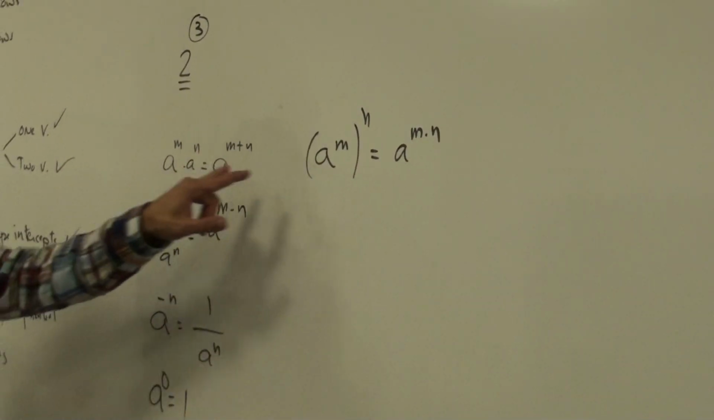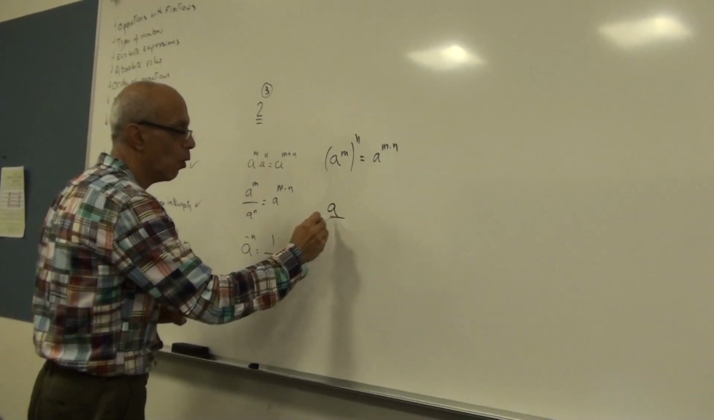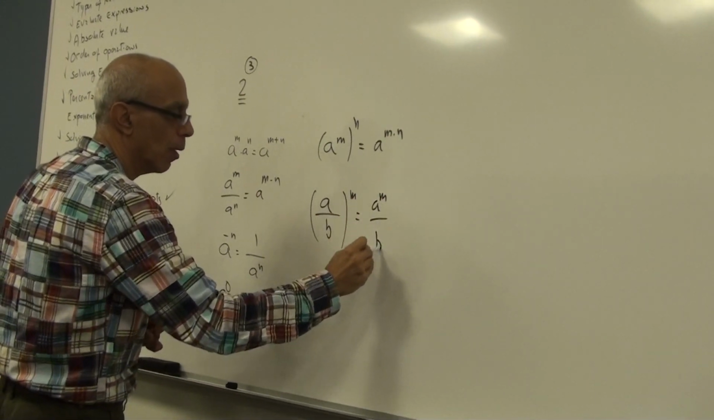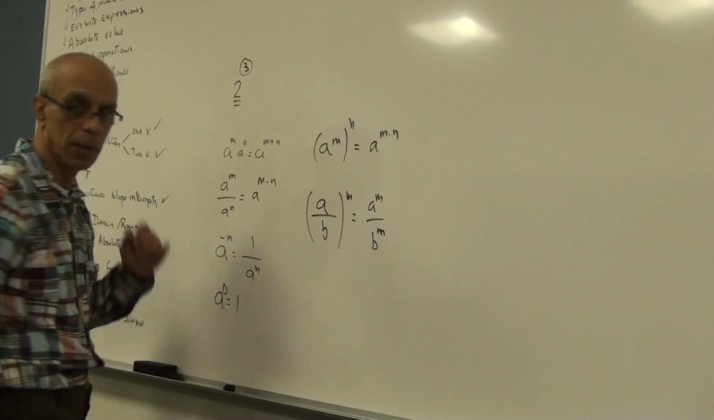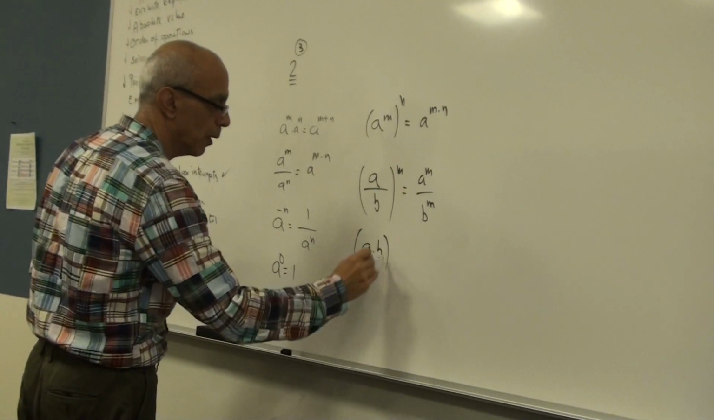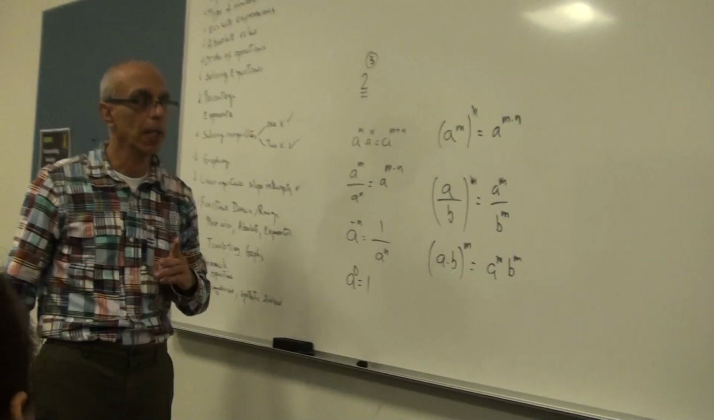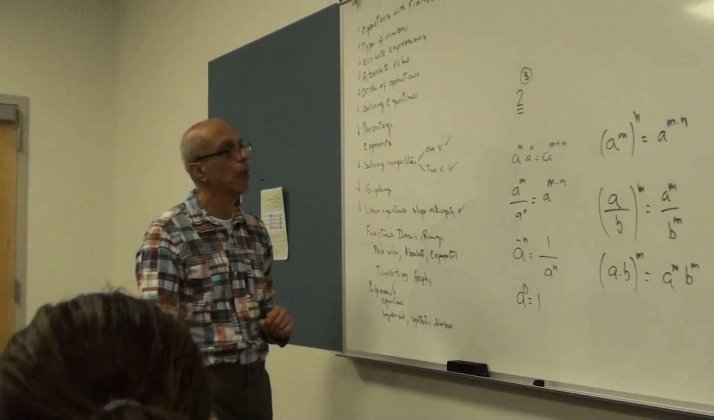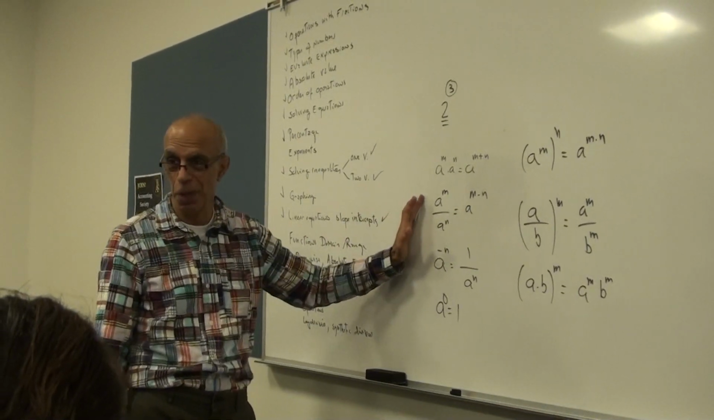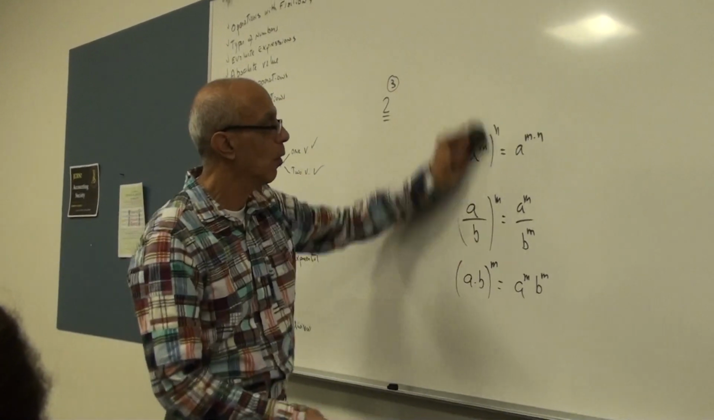Don't confuse this one with this one. Here is the product, and here is the sum. If I have (a/b)^m, it's going to be a^m over b^m. Okay. If I have (ab)^m, it's going to be a^m b^m. All right. So those are all properties that you need to know, and please do some problems so you become fluent with those.